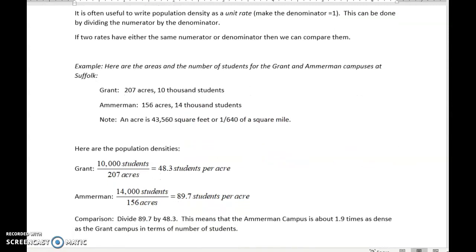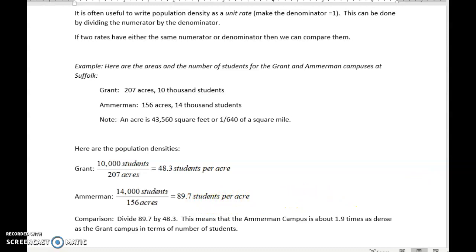All right, so if we're calculating population densities in terms of number of students per acre, Grant, we're writing it in fraction form. Remember, the population goes on top, so students on top, area on the bottom. So you have 10,000 divided by 207. That gives us about 48.3, and the units are students per acre. Right, so you have to make sure to write the unit there, both units, or 2 units. For Ammerman, 14,000 students divided by 156 acres is about 89.7 students per acre.